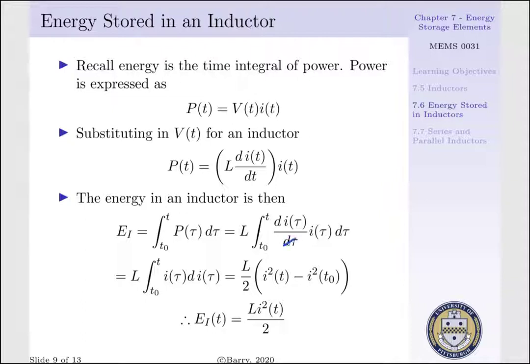We see our d taus cancel out, and we're integrating I of tau with respect to di of tau. Thus, the energy stored within our inductor is our inductance per 2, I squared of t minus I squared of t naught. If we assume that our initial current within our inductor is 0 at time t naught, our energy stored within our inductor is our inductance per 2 times our current squared.